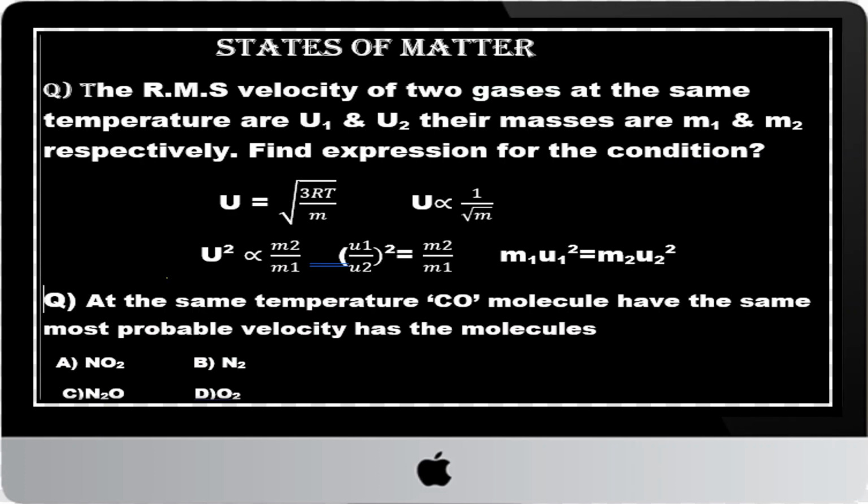Here is another question for you. First question: the RMS velocities of two gases at the same temperature are U1 and U2. Their masses are M1 and M2 respectively. Find the expression for the condition.